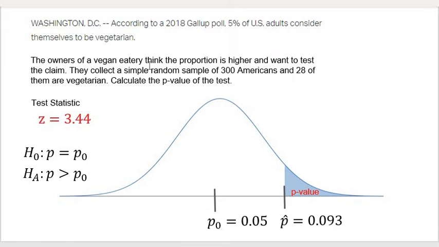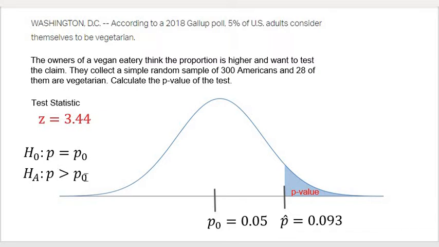Now, because the owner thinks that the proportion is actually higher than 5%, that's what makes this a right tail test. Because if 5% is the null value, and we think that the proportion is actually higher than that, we're looking in the right tail of the null distribution for values higher than 0.05. So we collected the sample, and it turned out that 28 out of 300, the value of p hat, or the sample statistic, is 0.093. And with that sample statistic, I just found the z-score, and the z-score turned out to be 7.3 or 7.44.